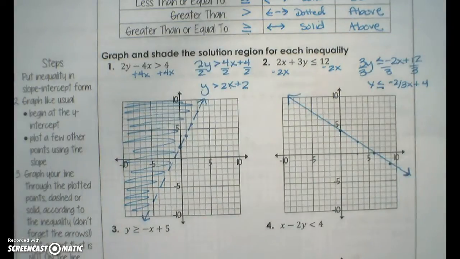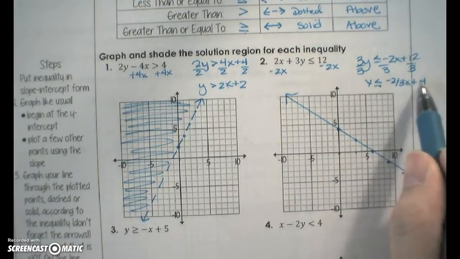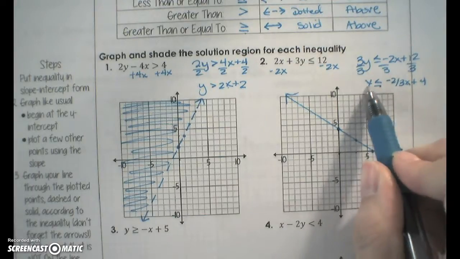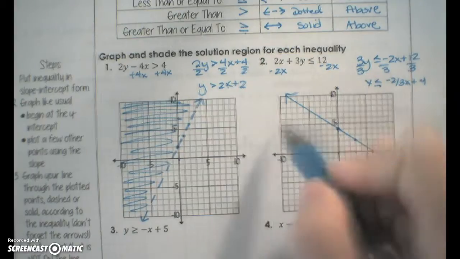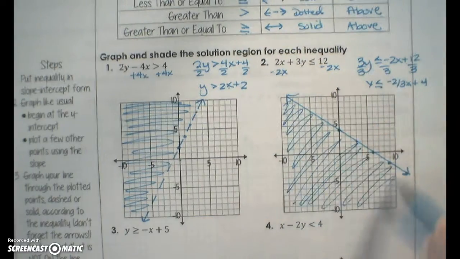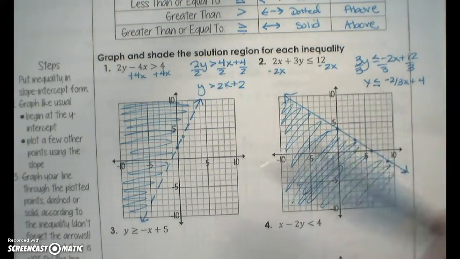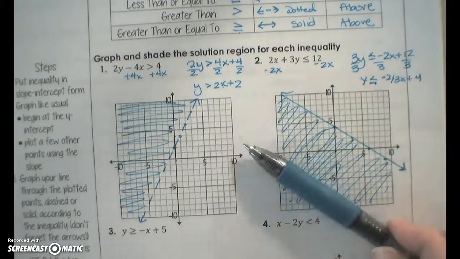And this time, let's try 0, 0 again. So 0 in here would give us 4 on the right and 0 on the left. Is 0 less than 4? Yes. So that would mean 0, 0 is an included solution. And since y is less than, we're shading below, where the mechanics of the escalator are.